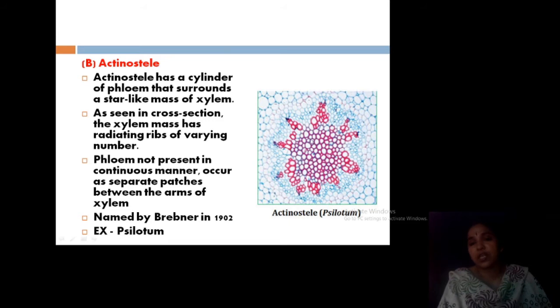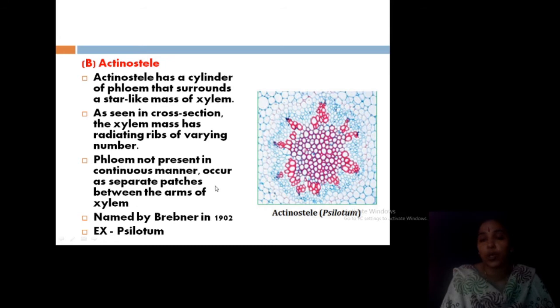This is the difference. In the first case, that is haplostele, you see there are no projections or star-like structure, but here xylem appear like ribs or points or star-like, and phloem occurs in between these ribs also. Clear? In first case, that is a circle of xylem surrounded by phloem. Here it is star shaped. That is the only fundamental difference between the haplostele and actinostele. Clear? This is like a star. Example is Psilotum. Clear? Haplostele example is Selaginella.